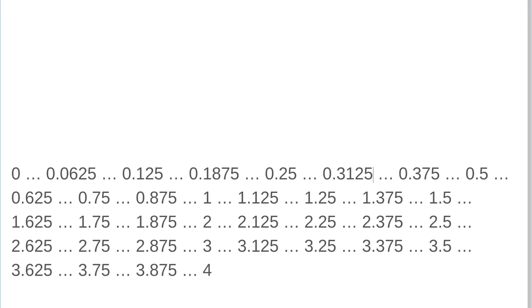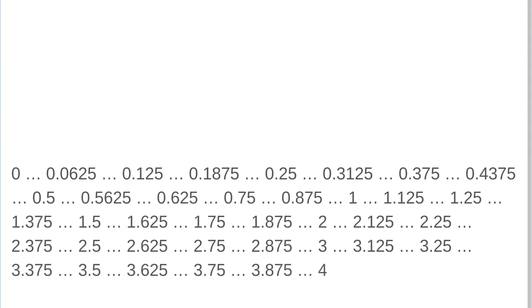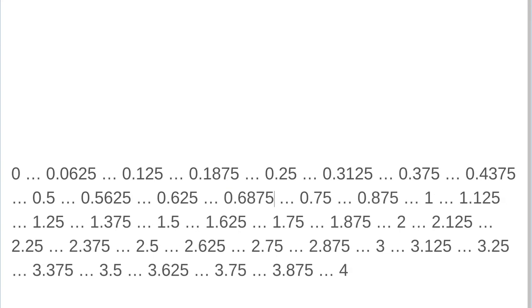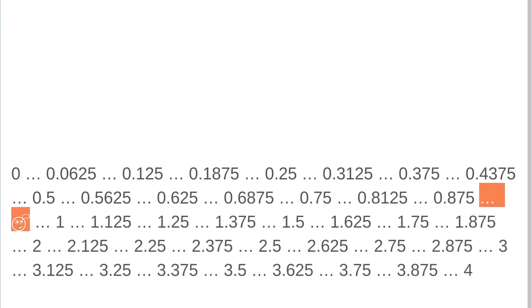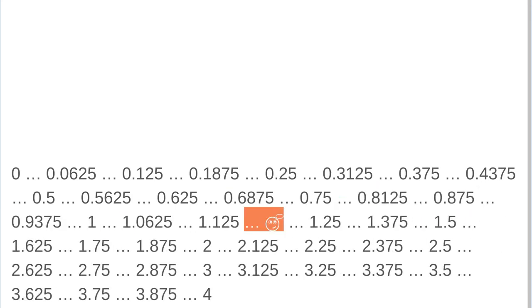Here we got 0.1875, and here we get 0.3125. Now that's getting just a little bit on the complicated side, isn't it? So we're adding 1/8, 1/16 each time now. We're back to adding our 1/16 like we did with the fractions. And I'm just going to go ahead and fill this row out.